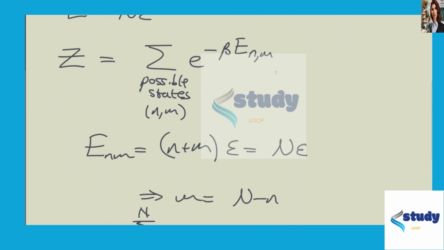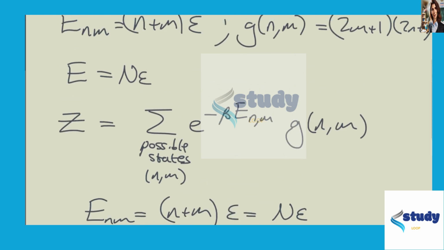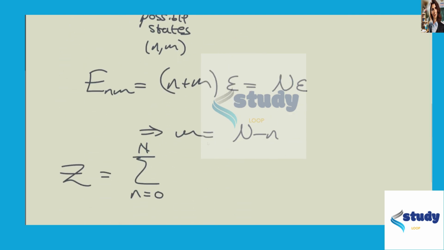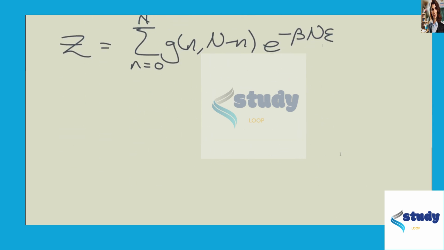Sorry, this should have a factor of the degeneracy. Well, no, because we're summing over all possible states, that includes the degeneracy. But if we're summing over n equals 0 to N, then we need a factor of the degeneracy, g_n(N minus n), times e to the minus beta times the energy. But the energy is just N epsilon. So that's the same every time.